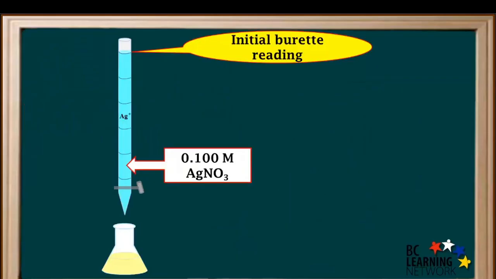We record the initial reading of the AgNO3 solution in the burette just before we start the titration.